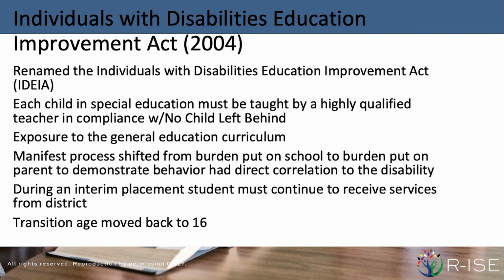Also, the manifestation of the process of shifting the burden onto the school to help parents to demonstrate behaviors correlated with the disability and not that the behaviors were outside of the disability. What that means then, the manifestation determination, we're determining, is the behavior a result of the disability, or is the behavior just the child having behavioral concerns? And the Act moved the transition age for individualized transition services back to the age of 16.